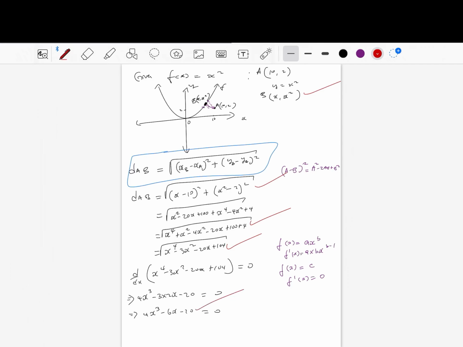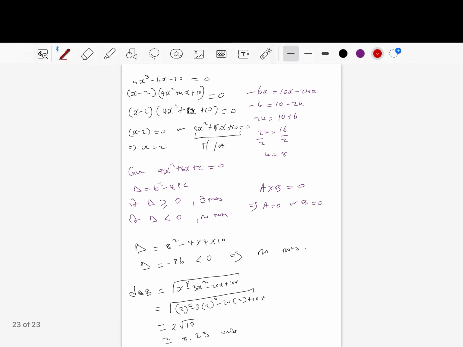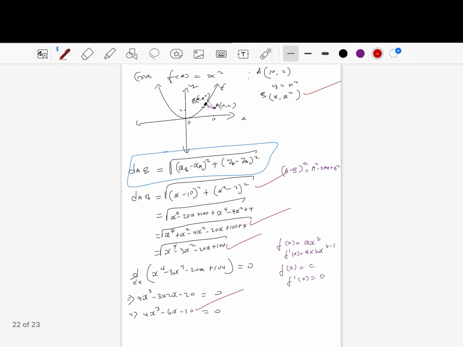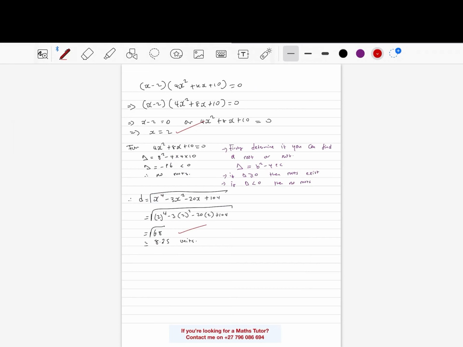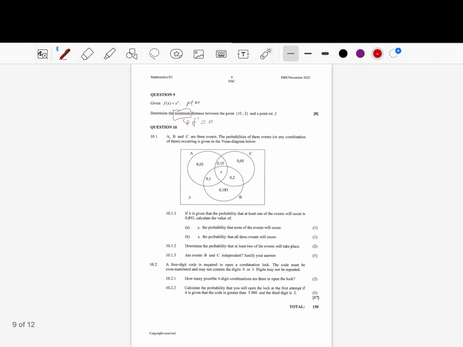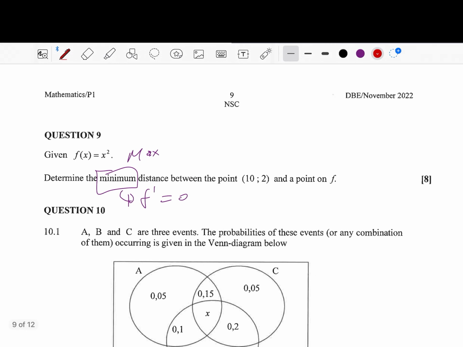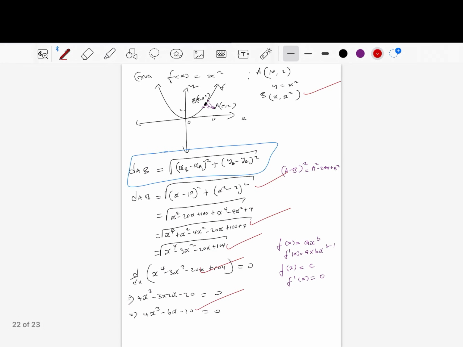You get a mark for equating it to 0, and maybe a mark for identifying that you take the first derivative and set it to 0. Then a mark for getting the final answer, a mark for x equals 2, and a mark for your final answer. So this is how you get your 8 marks: 1, 2, 3, 4, 5, 6, 7, 8.